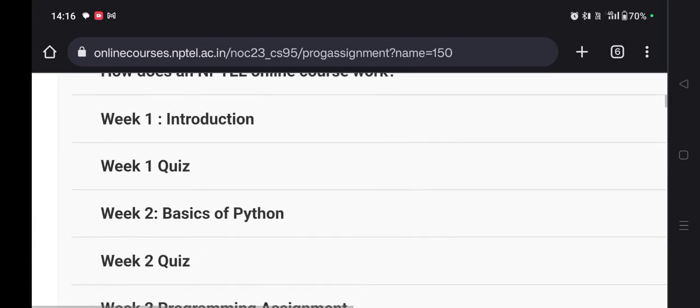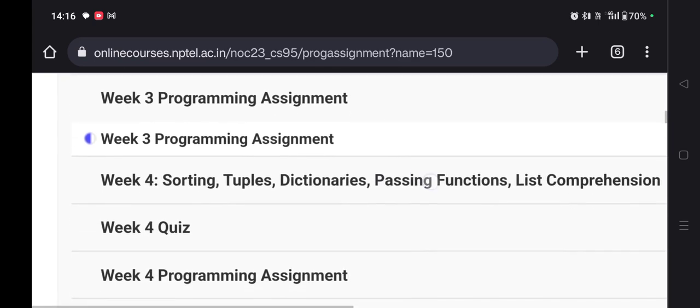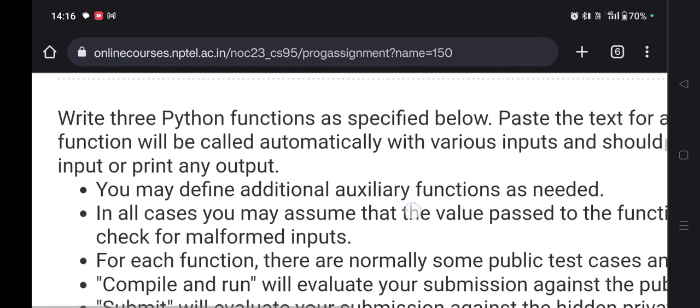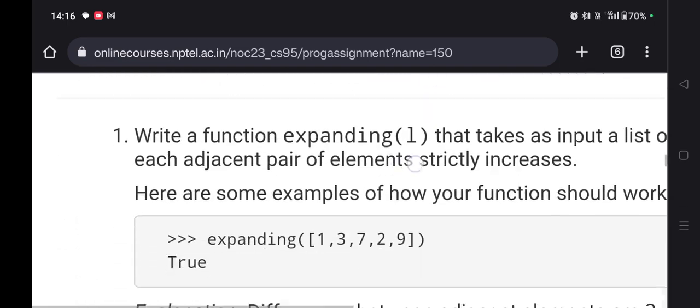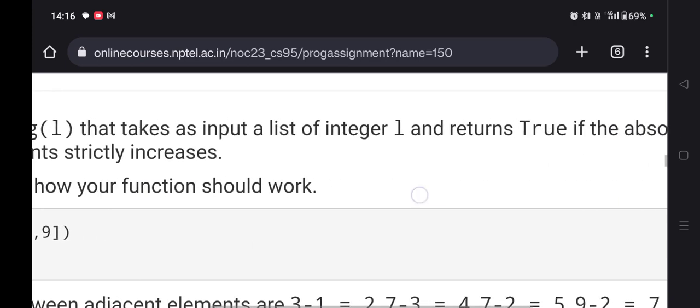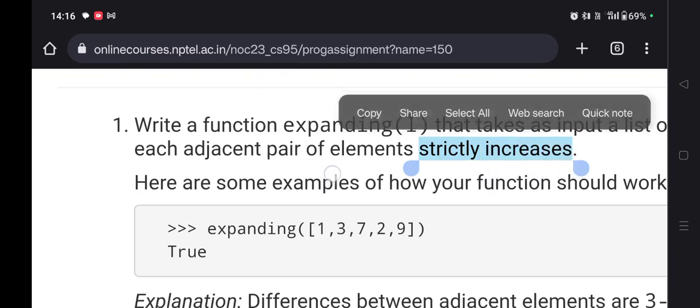So we have already solved week 1, week 2, week 3. Today again they have given one assignment, a programming assignment. In this assignment they have asked some questions. So the question is, he is asking that the difference between pairs must be strictly increasing. Okay, he is asking. So what is this?